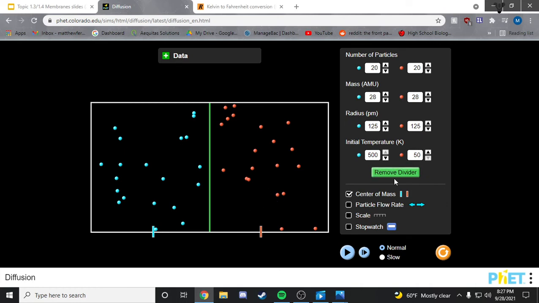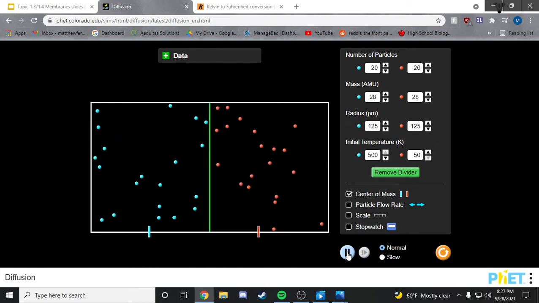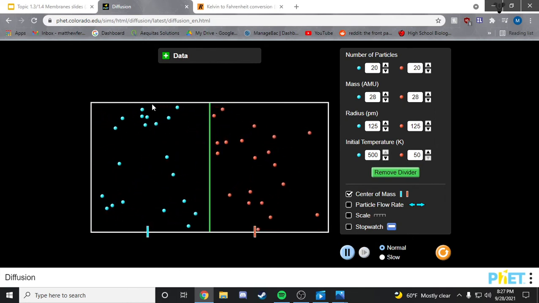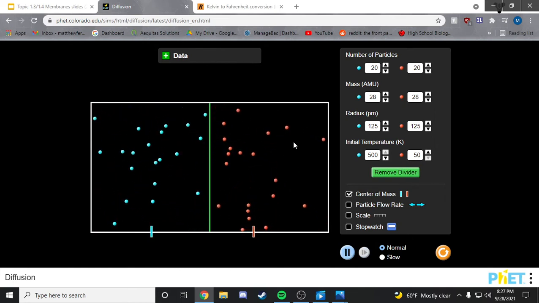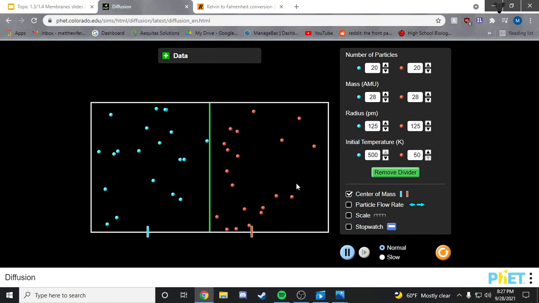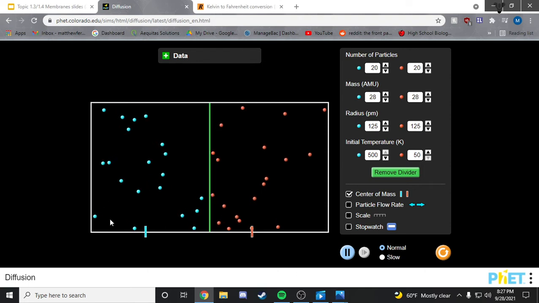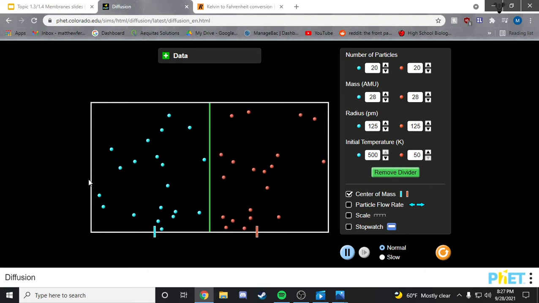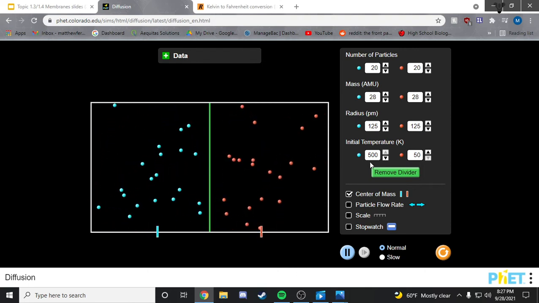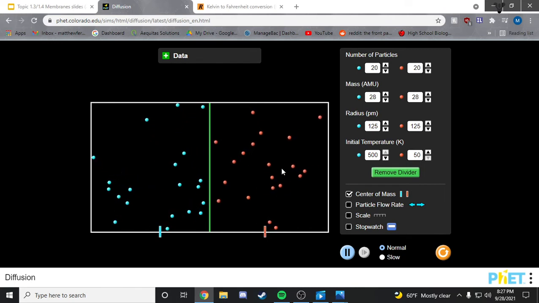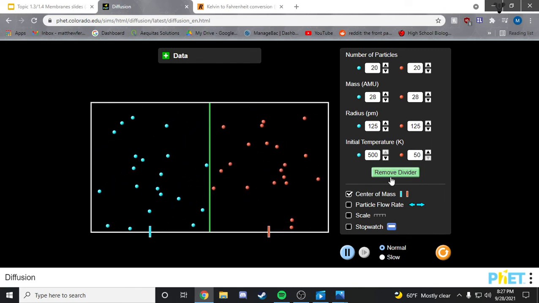And so I'm going to leave the divider in, and I want you to notice, compare and contrast the movement of the blue particle to the red particle. What do you see? Well, what I see right now is that these are both still moving. They're all moving. But my blue particles, which are really hot, are moving a lot faster than my red particles, which are really, really slow.